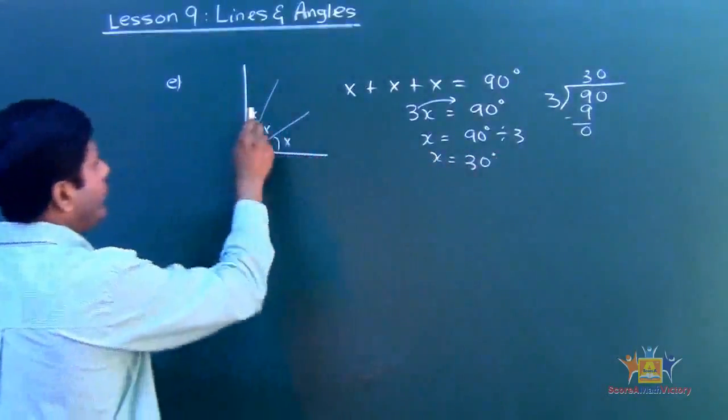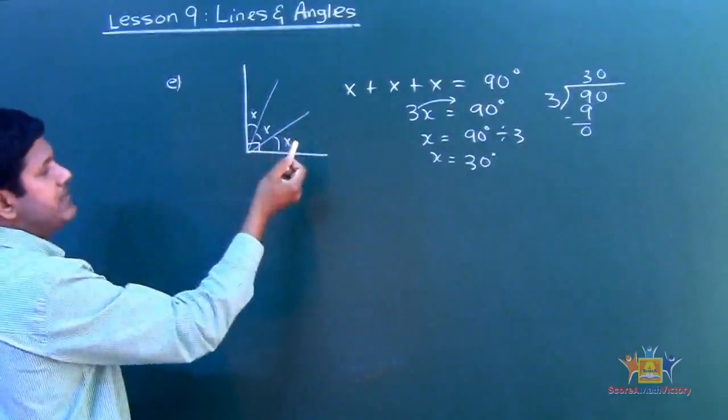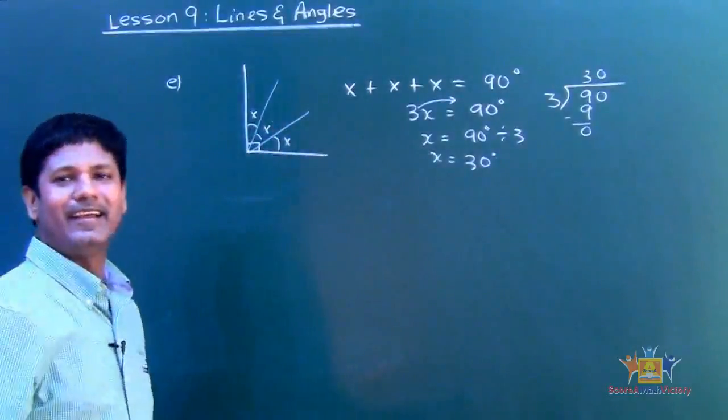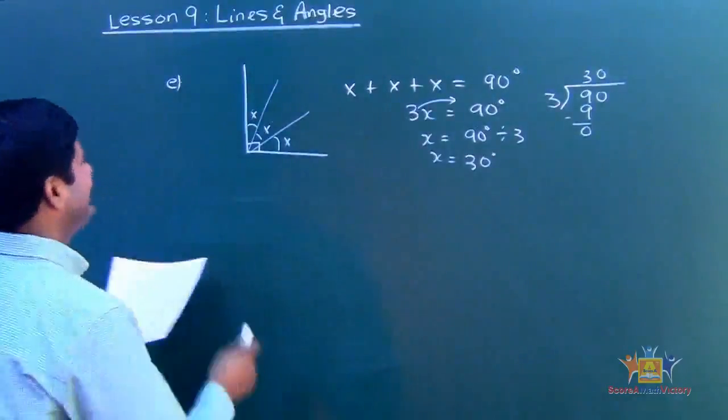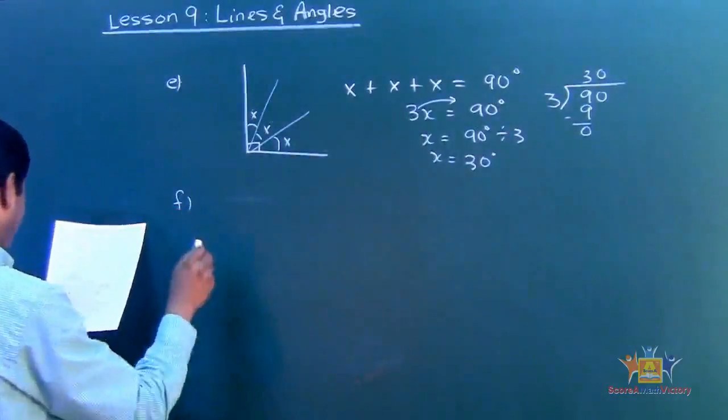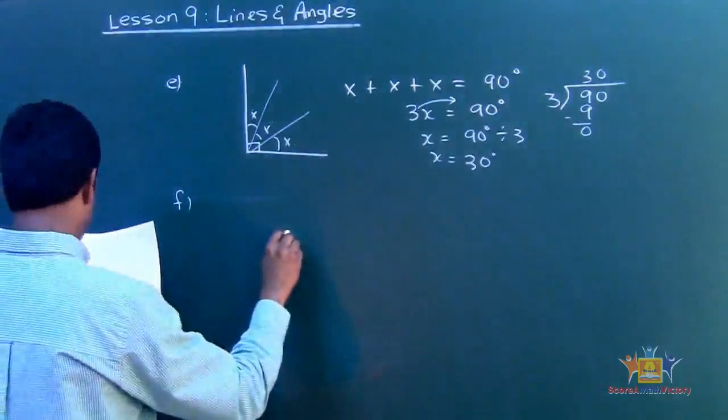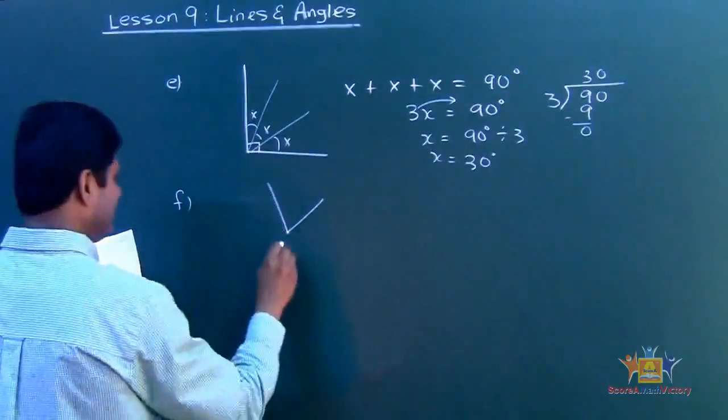Now look at that. 30 plus 30 is 60, 60 plus 30 is 90. See that? That's how you do it. Pretty easy, isn't it? Straightforward. Alright, let's do F. For F, you're given a point here, and then you're given several sections. Okay, so let's see.